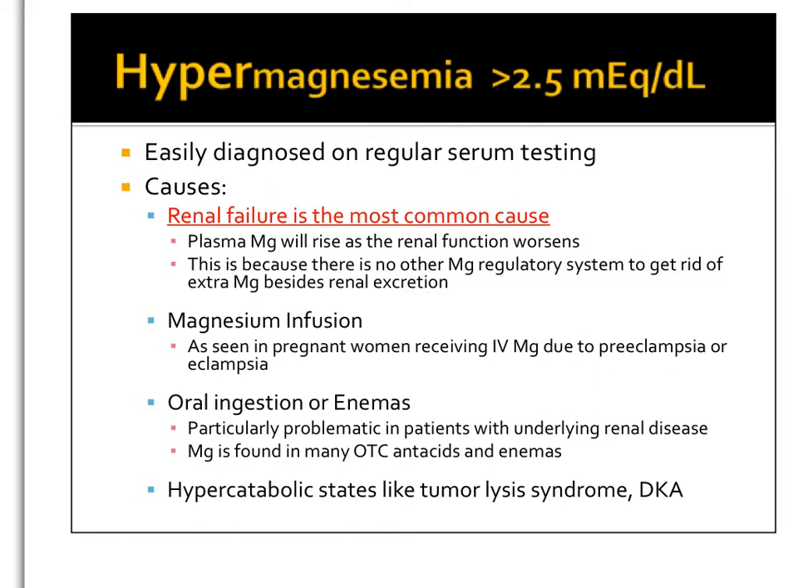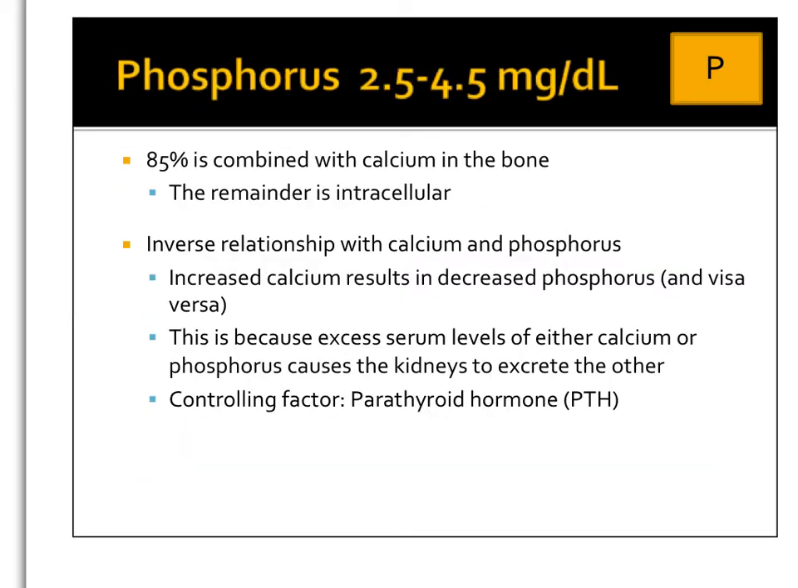So in your patients with chronic kidney disease, you have to be careful about them using some of these over-the-counter supplements that are useful with their GERD symptoms and reflux to help with their dyspepsia. So just provide some good education to your patients about that and maybe follow their mag levels. Other things like hypercatabolic states like tumor lysis syndrome in some cancer patients and things like DKA, those can also raise your mag levels.